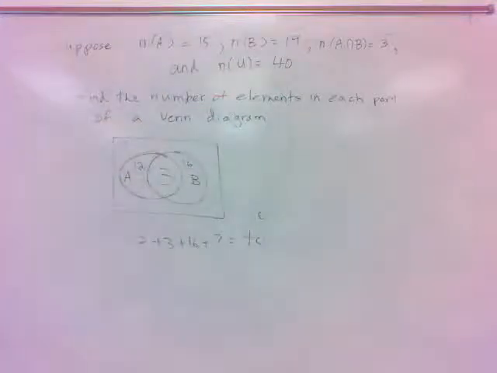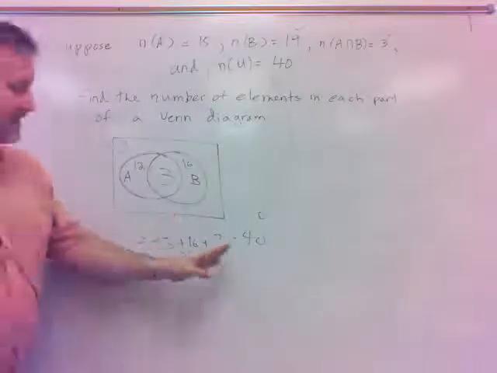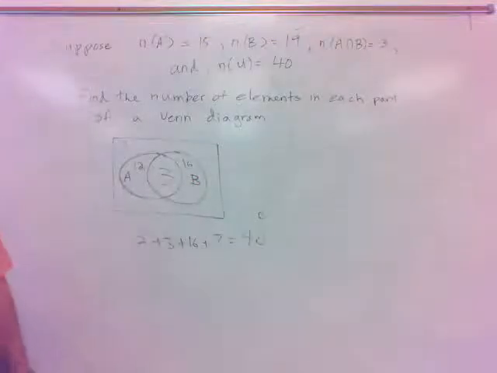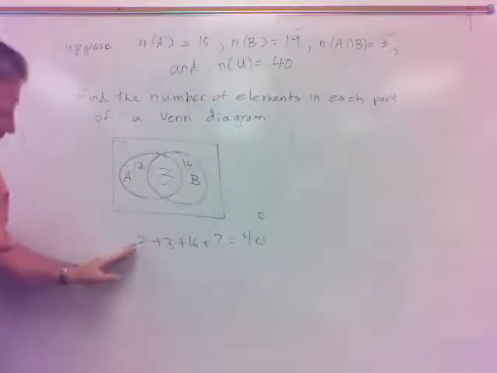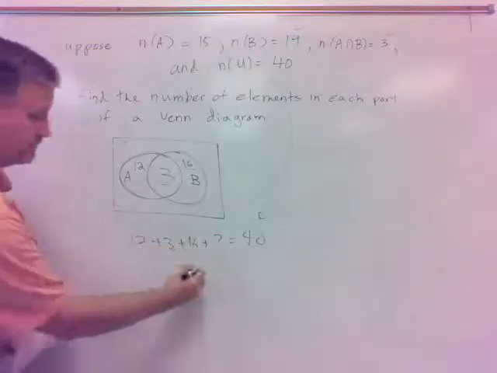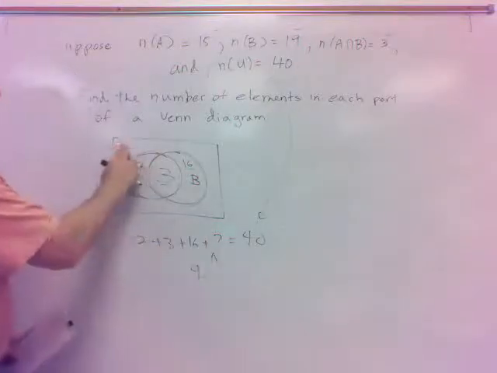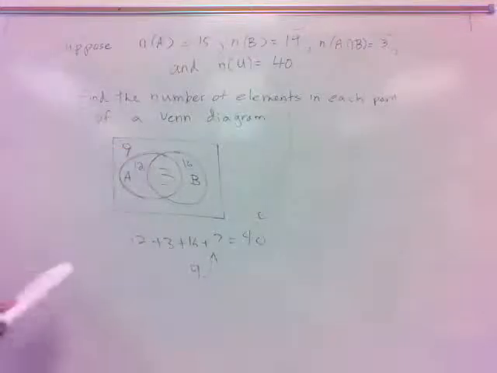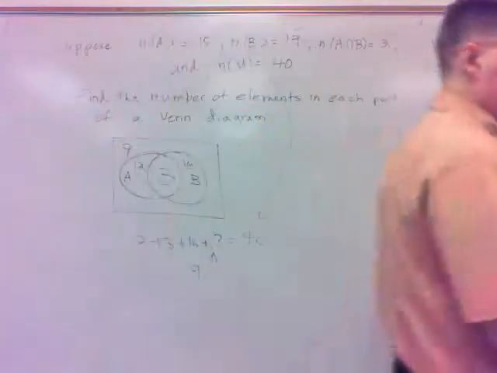The universal set's everything. Not just the outside, the universal set's everything. So what do I need to add to get 40 in this case? 12 plus 3 is 15, 15 plus 16 is 31, so that needs to be 9, wouldn't it? That needs to be 9. So that tells me this needs to be 9. So we've got it. Questions or concerns?